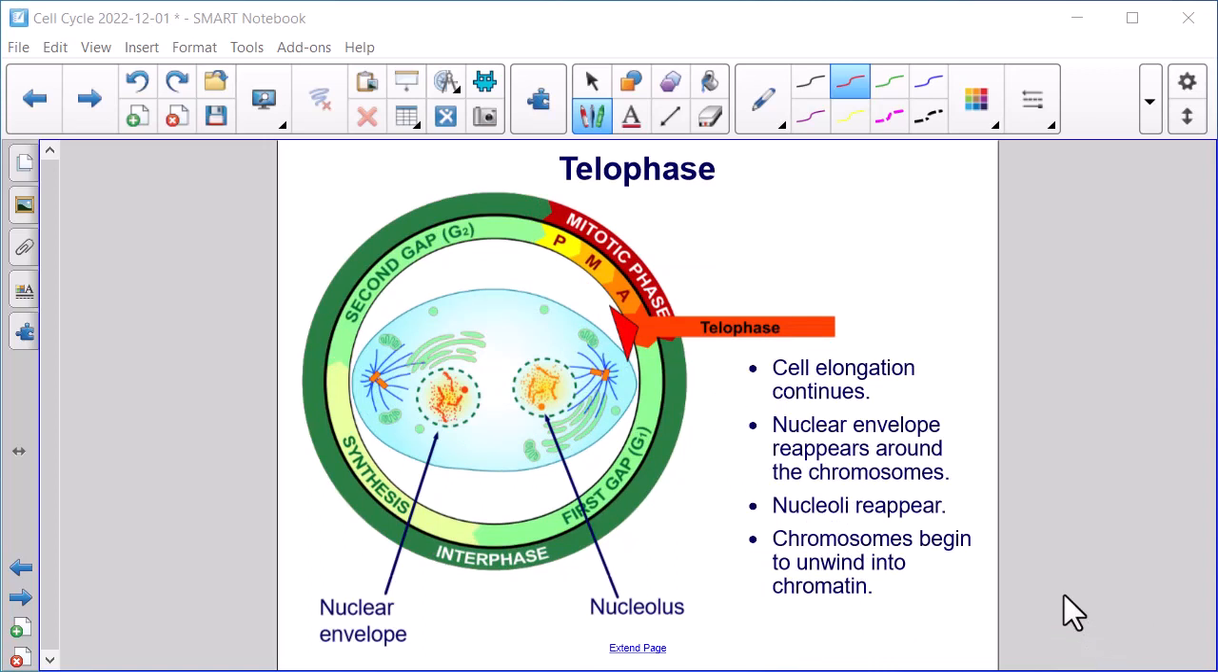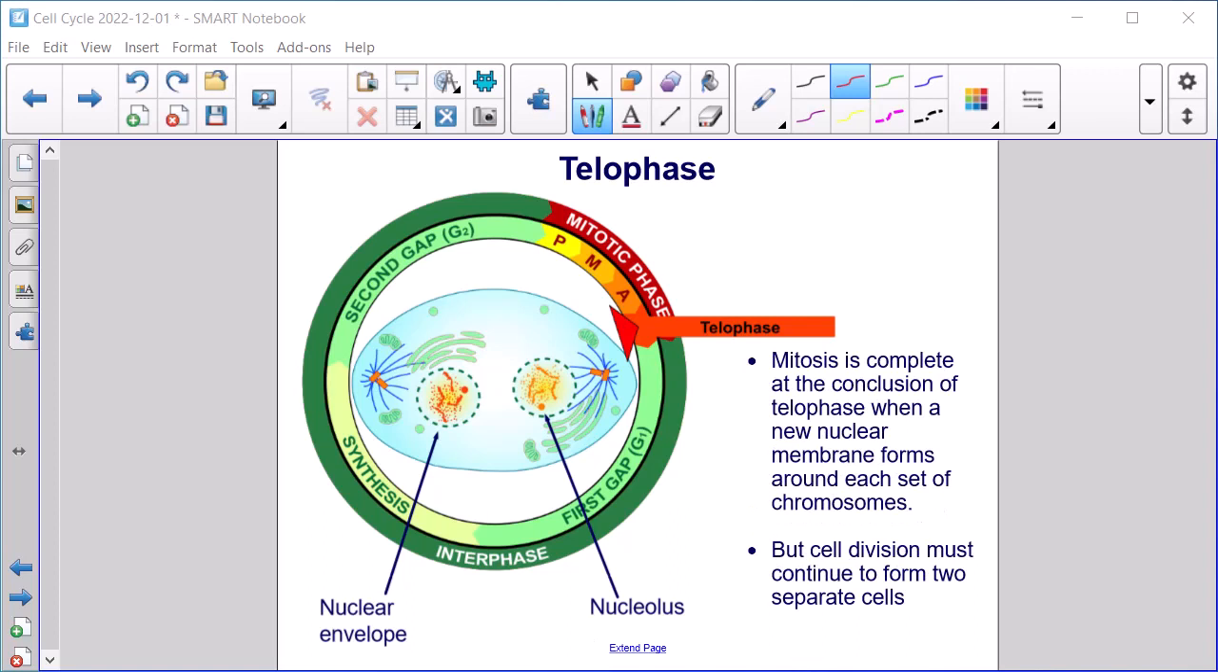Telophase. During telophase, cell elongation continues, because you can see it's becoming more and more oval in shape here as it elongates and stretches out. The nuclear envelope reappears around the chromosomes, which you can see with these blue dashed lines. Nucleoli reappear, so there's a nucleolus in each. And the chromosomes begin to unwind into chromatin.